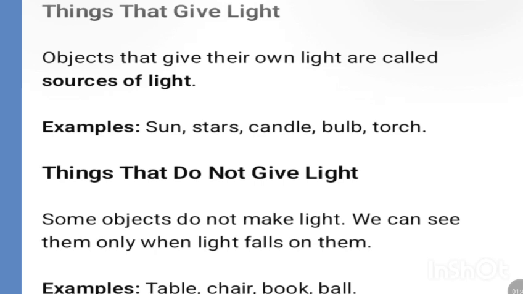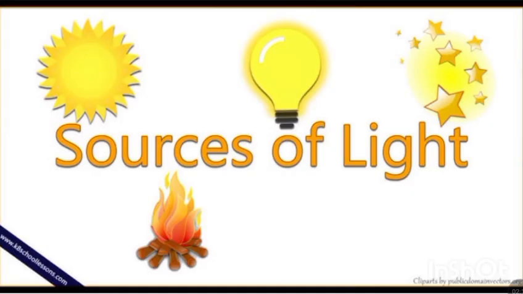Objects that give their own light are called sources of light. Example: sun, star, candle, bulb, torch. Some objects do not give light. We can see them only when light falls on them. Example: table, chair, book, ball. Can you see these things without light? No.